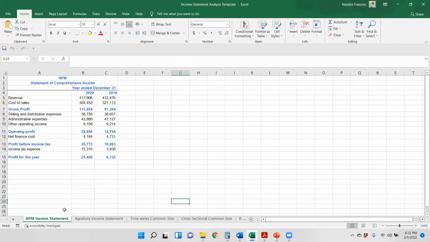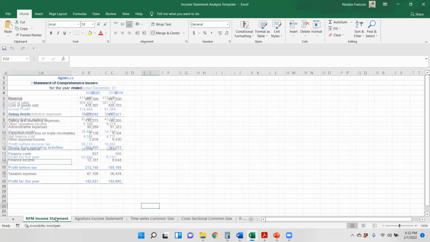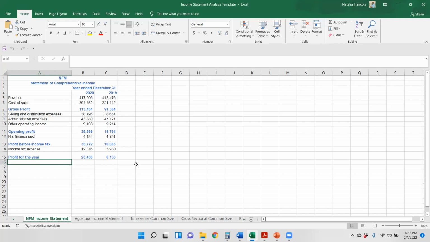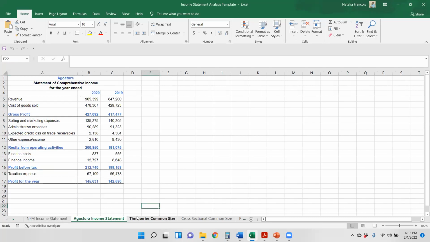So here I have the templates. In my template, I copied over the NFM statement and Angostura. I'm using these two companies, right? This makes life easier for me. So I put the information from the statements, just up to the profit for the year, in each sheet.